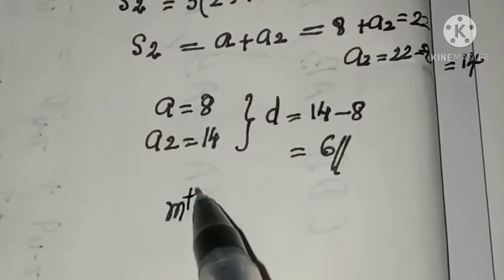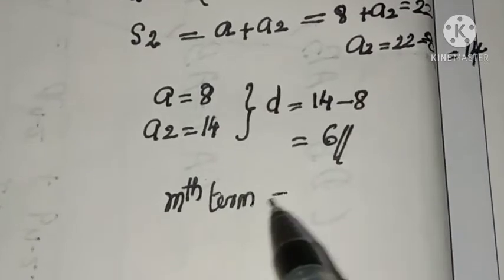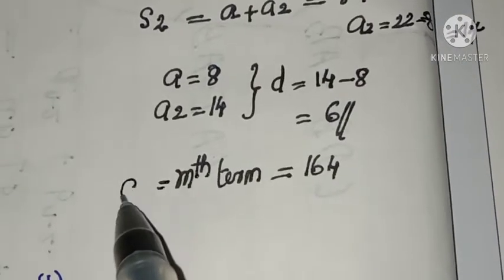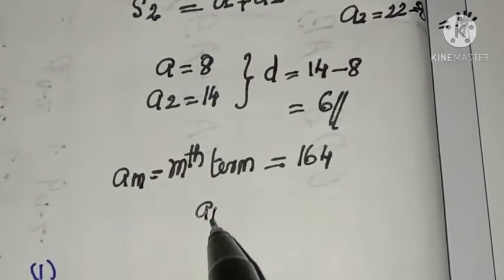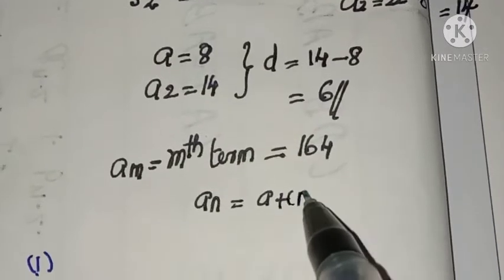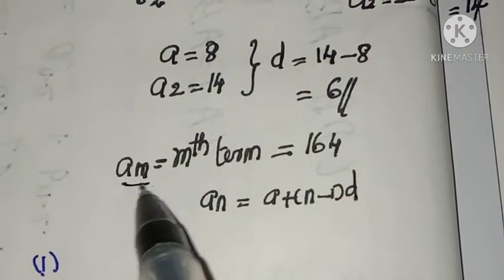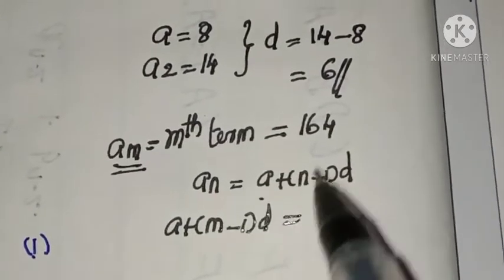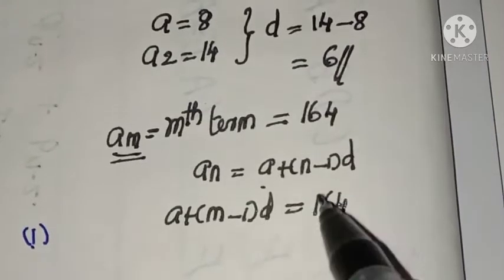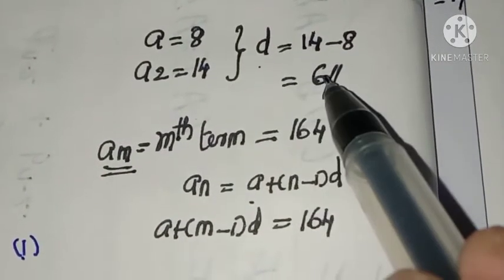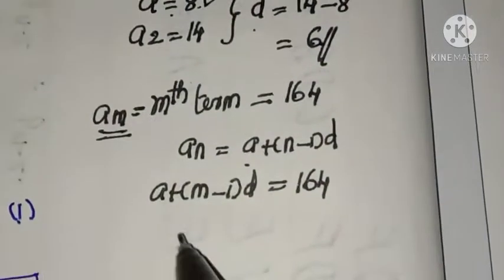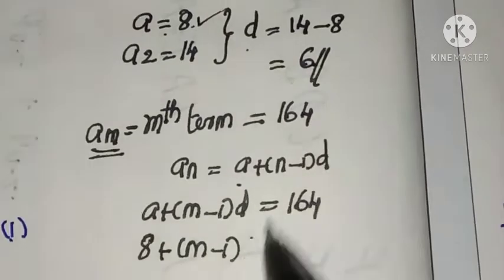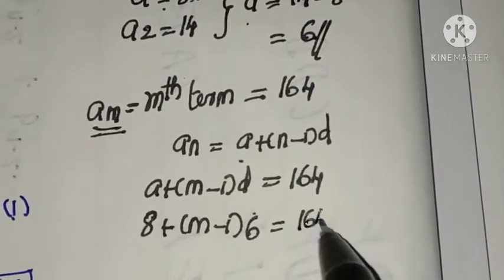Now listen, in the question it is given that the mth term is 164. The mth term can be written as a_m. So what is a_n? a + (n − 1)d. So what is a_m? a + (m − 1)d. This is given. It is 164. Here put d equal to 6 and a equal to 8. a is the first term, d is the common difference. That is 164.